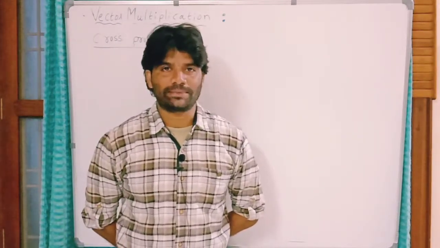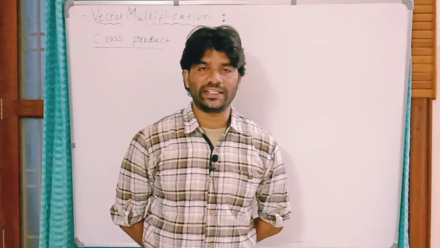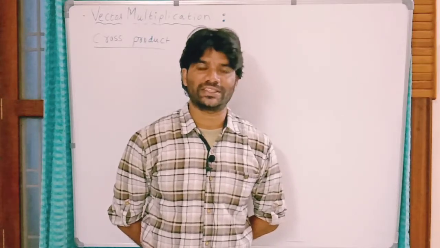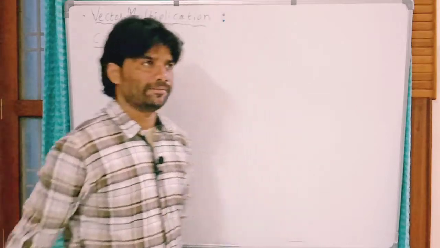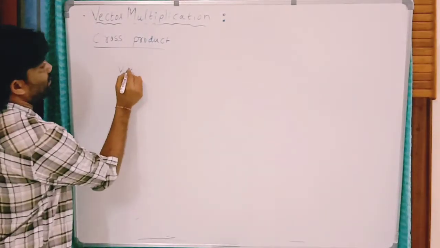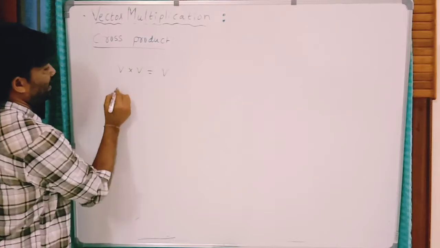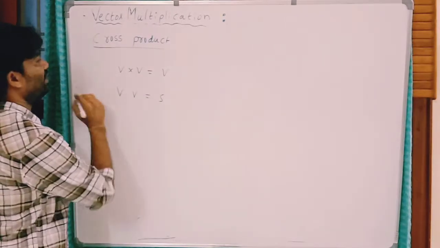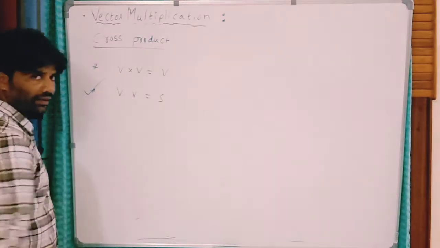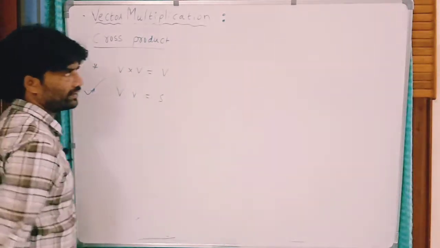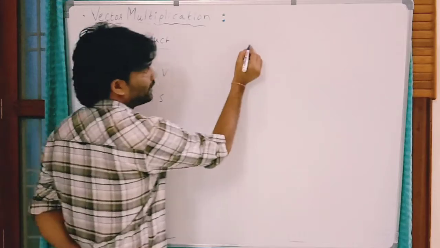Now I am going to explain the cross product of two vectors. As I told you, the cross product of two vectors is a vector. The dot product of two vectors is a scalar, right? A vector cross vector is a vector and a vector dot vector is a scalar. We have already discussed the dot product. Now the cross product. The cross product of two vectors is a vector.